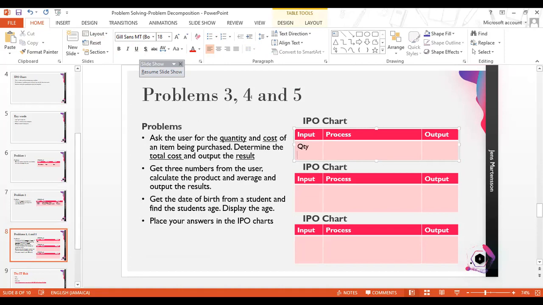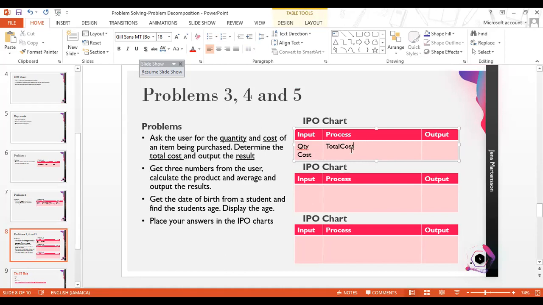And then I'm going to also put cost. And for our process, we are asked to determine the total cost. So our total cost, and if you notice, I am not putting any space between the words total and cost. Later on, we start to talk about variables. You will understand a little bit better why I did not put any space in the word total cost.